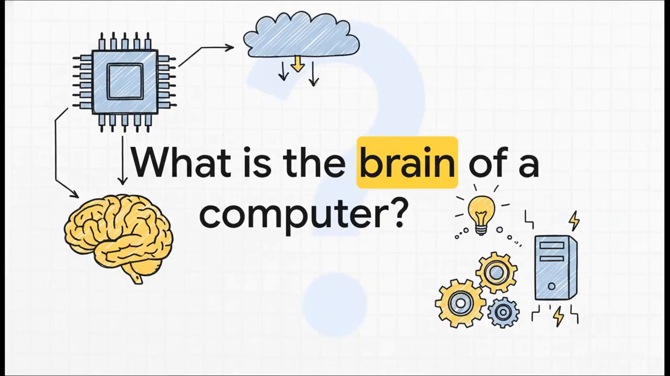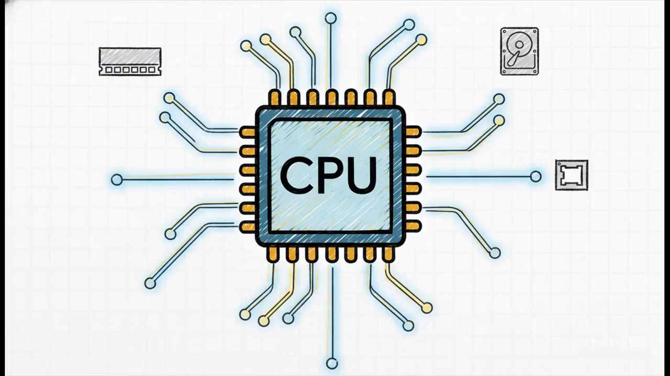We throw around words like thinking and processing all the time when we talk about computers, but what part is actually doing all that heavy lifting? What is the brain of a computer? You got it. It's the CPU, which stands for Central Processing Unit. And that's what we're here to do today. We are going to break down exactly how this amazing little chip works, piece by piece.